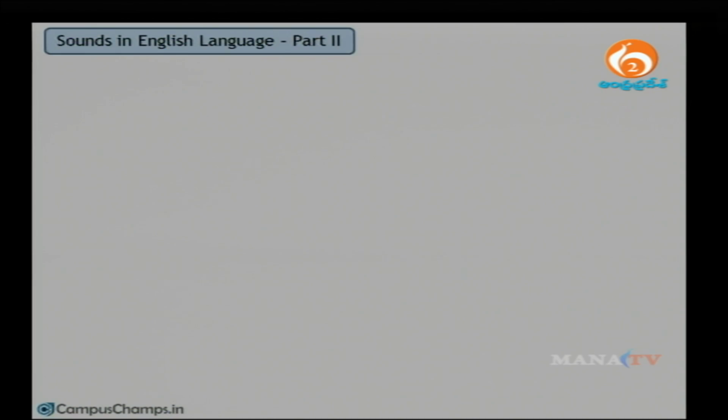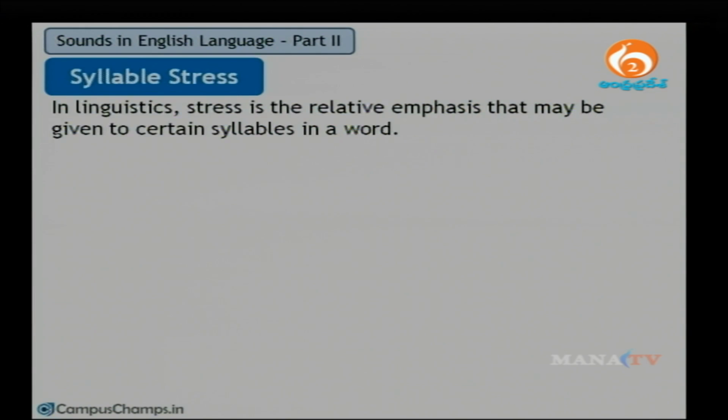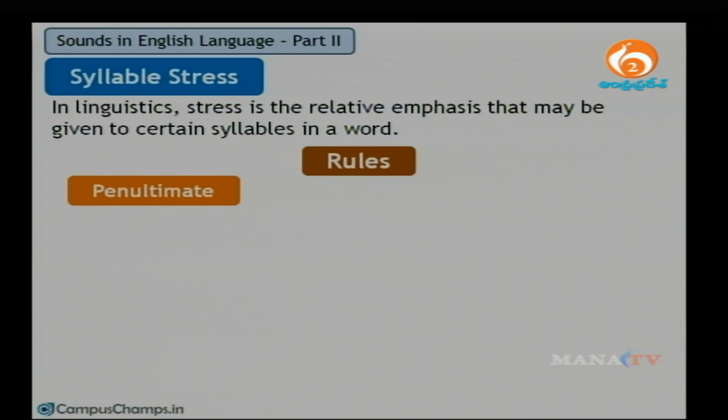Now moving on to syllable and syllable stress. Syllable stress basically means, in linguistics, stress is the relative emphasis that may be given to certain syllables in a word. Every word will have one or more syllables, minimum one, maximum could be anything. So any stress on a particular syllable is what syllable stress is all about. Now there are certain rules in terms of syllable and syllable stress.